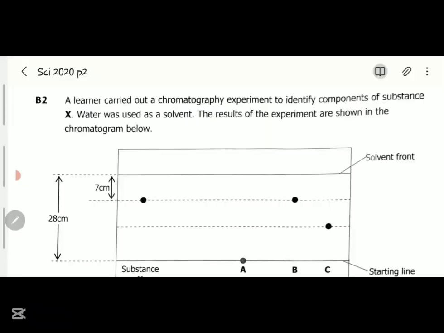In this video, we will be looking at the November 2020 Science Paper 2, question B2. Question B2 reads: a learner carried out a chromatography experiment to identify components of substance X. Water was used as a solvent. The results of the experiment are shown in the chromatogram below.